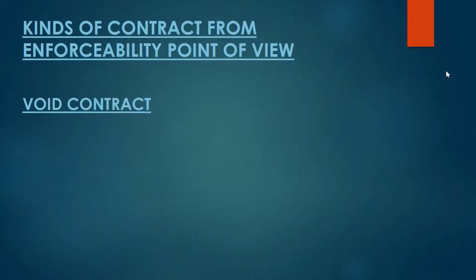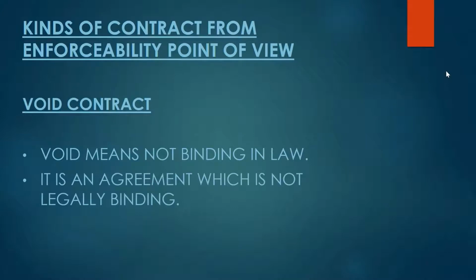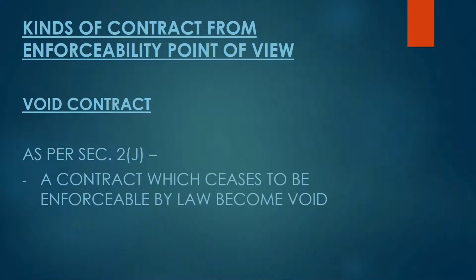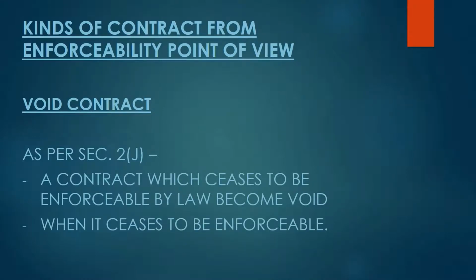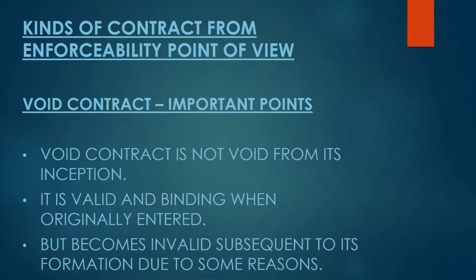Now let's discuss the third kind of contract, which is the void contract. Void contract means an invalid contract. It is an agreement which cannot be enforced in a court of law and is a complete nullity. Void contract is defined under Section 2J of Indian Contract Act. It says a contract which ceases to be enforceable by law becomes void when it ceases to be enforceable. Right? So from the definition of the void contract, we can infer that a void contract was perfectly valid when it was entered. However, something happens to the contract later on that makes it void. Initially it was perfectly fine, but something happens that makes it void.